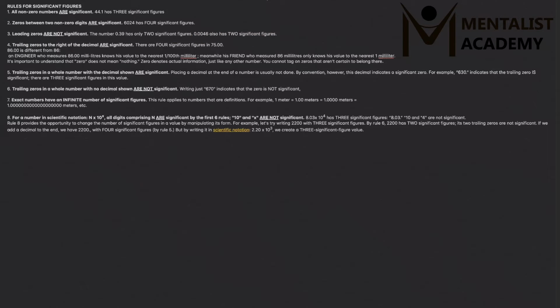In the fourth point, trailing zeros to the right of the decimal are significant. Now what is trailing zero? Trailing zeros are the zeros with which the number ends. For example, in this 75.00, the number ends with 2 zeros. So according to the rule, trailing zeros to the right of the decimal are significant. Now these 2 zeros are to the right of the decimal point, 75 point, now the 2 zeros come. So therefore these 2 zeros will be significant, and therefore the number will have 4 significant figures.